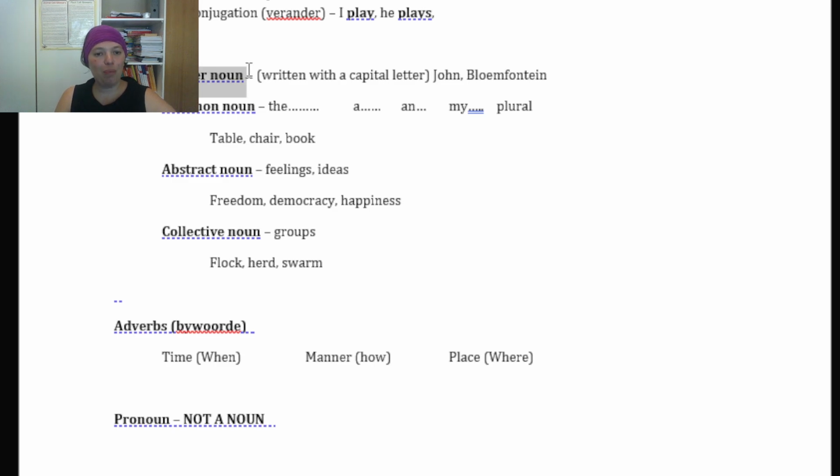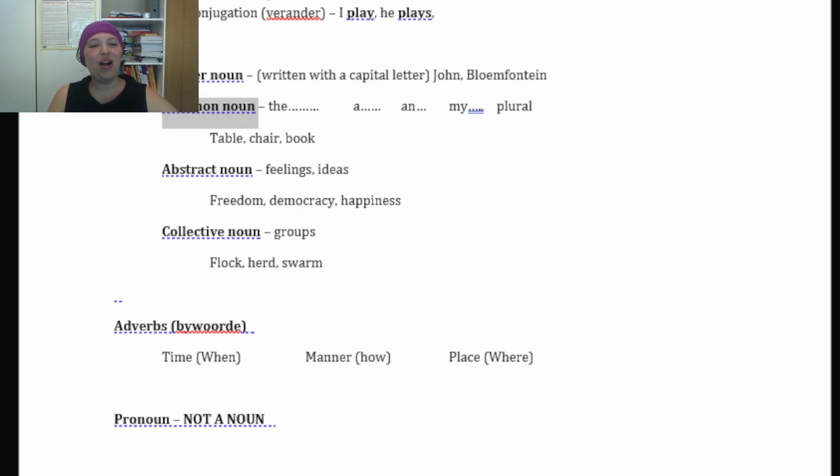Nou kry ons verskillende tipes nouns. So we get a proper noun. So it's all hoity-toity and proper. So it's got a capital letter because it's better than everyone else. That's like the name of someone or a place, like John or Bloemfontein. So in Afrikaans is dit 'n eie naam.